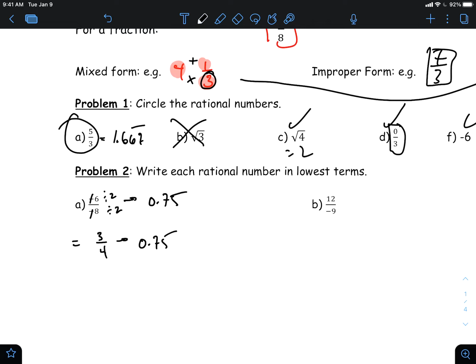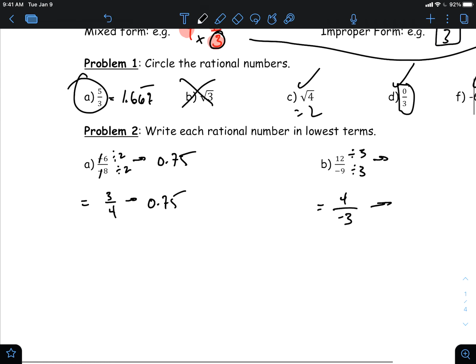Okay, 12 divided by -9, sorry. What's the biggest number that goes into both of those? 3. So let's just divide both of them by 3. So we're going to get 12 divided by 3 is going to be 4, and -9 divided by 3 is going to be -3. So you get -4/3. Anybody disagree? Again, same thing. You could check both of those. See if you got the same decimal number if you were ever in question.